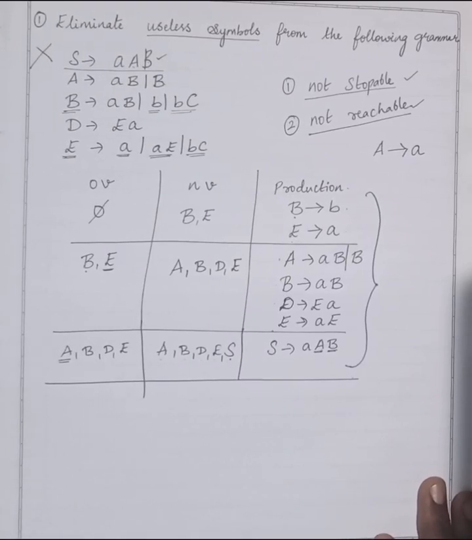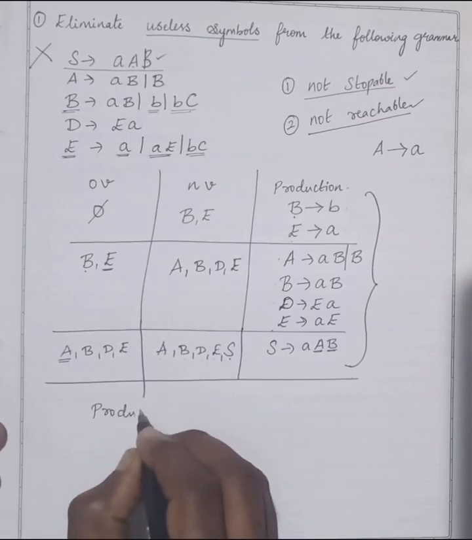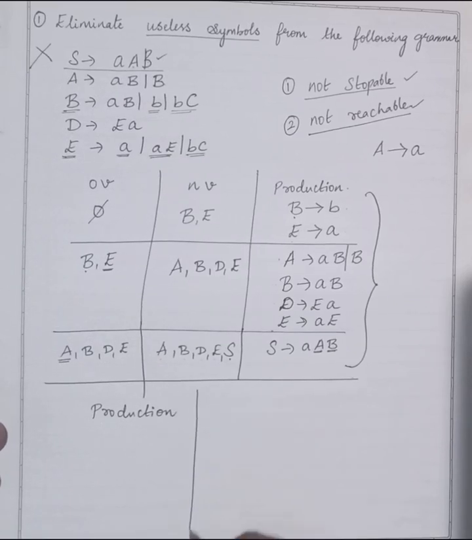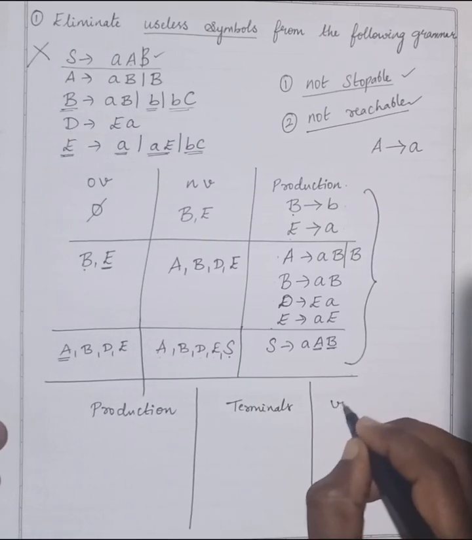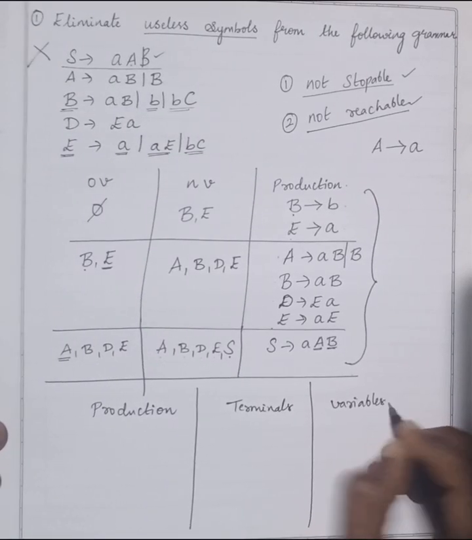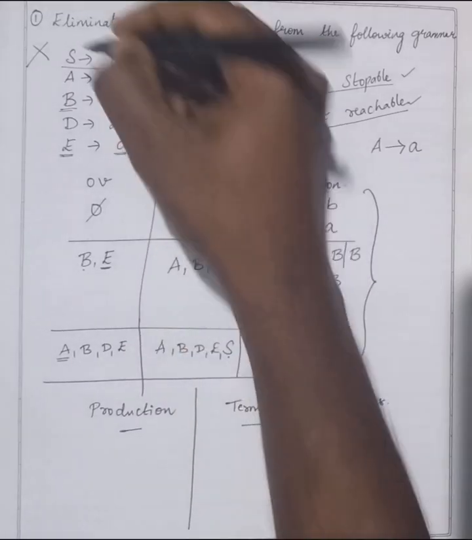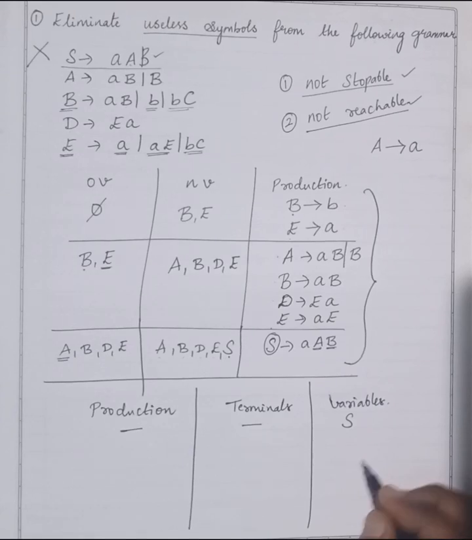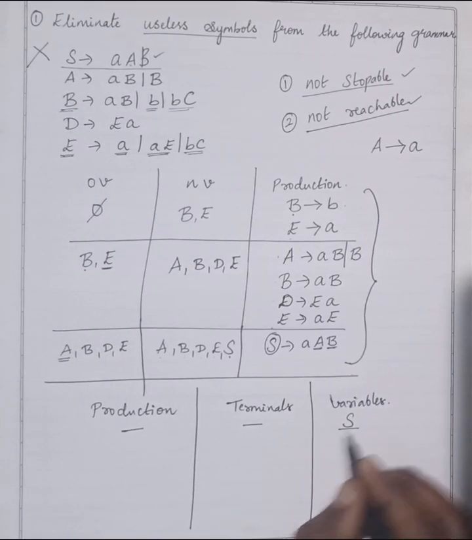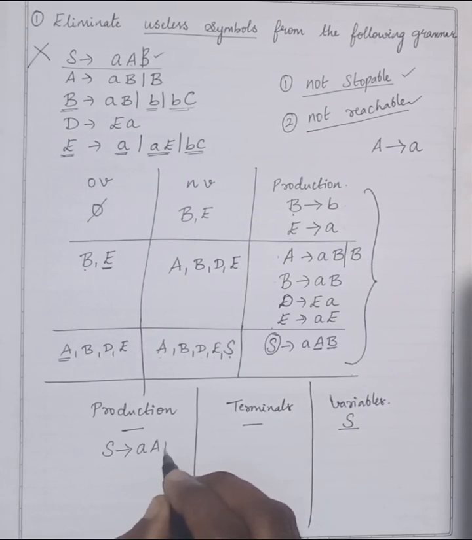Okay, we'll see that table also now. For that table we want three columns here also, that is production, terminals, and variables. Okay, so first we don't have any productions, so we'll start with the starting symbol, capital S. We always start with the start symbol S. Now we want to write all the productions coming from S. In our case we have only one production: S derives small a, capital A, and capital B.